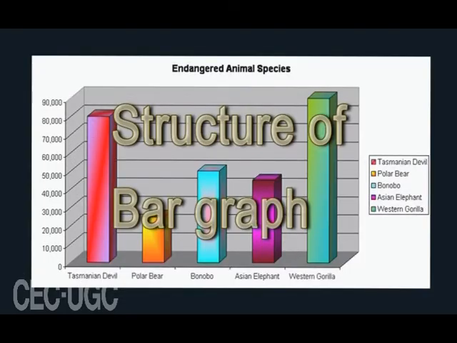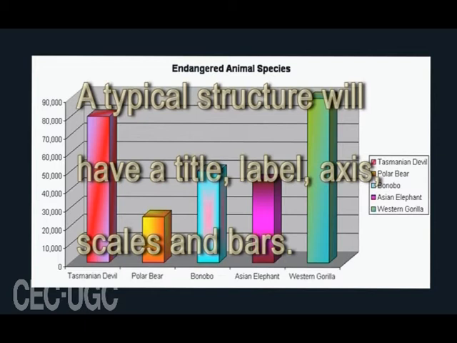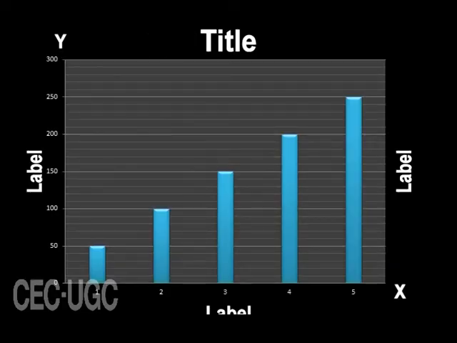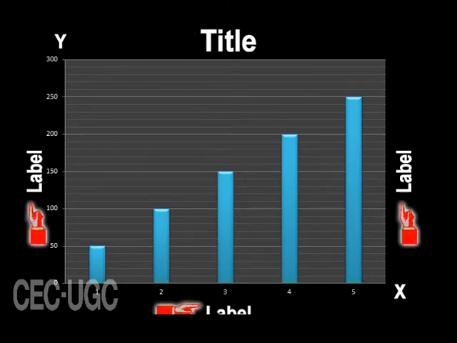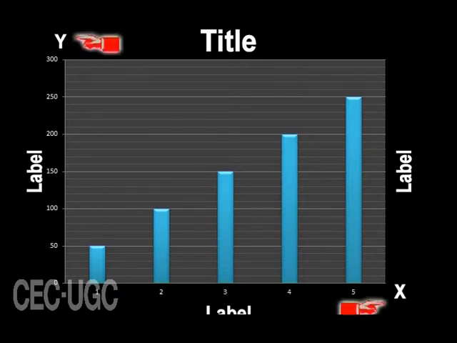Structure of bar graph. A typical structure will have a title, label, axis, scales, and bars. The title refers to a few key words that explain what the graph is about. Label. Both the side and bottom have a label that tells what kind of data is shown. Axis. The x-axis is the line running from left to right as it is horizontal. The y-axis is usually the line that runs up and down as it is vertical.